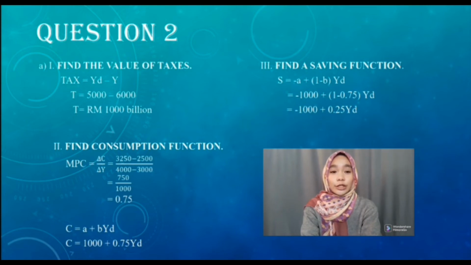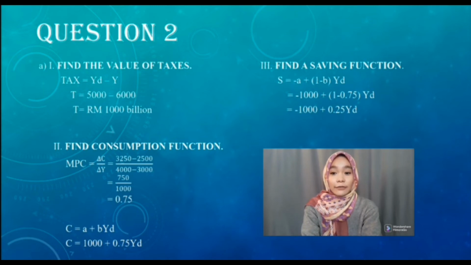For the first question of 2A, find the value of tax. The formula is T equal to YD minus Y, and the answer is 1000 ringgit billion. The second question is find the consumption function. The formula is C equal A plus BYD. The answer for this question is 1000 plus 0.75 YD.